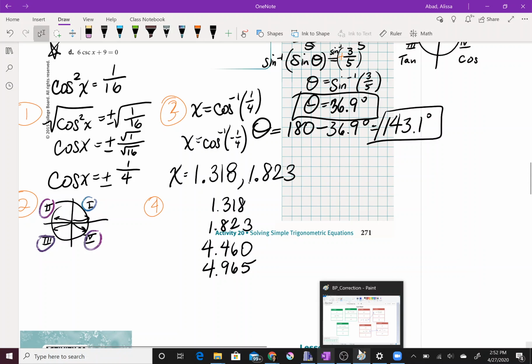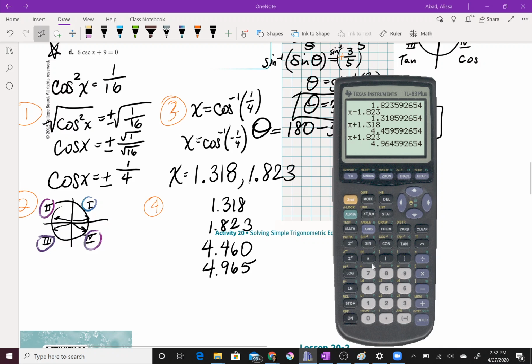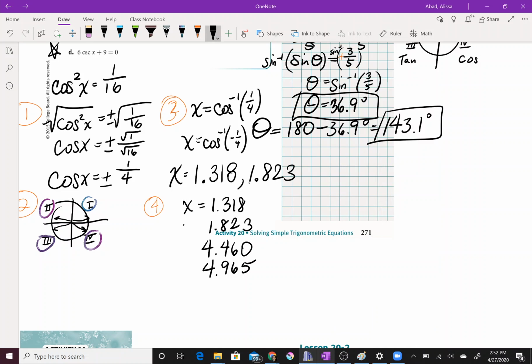And then let's try out the 2 pi minus those. So 2 pi minus 1.318. And it's going to give us those same values as before. Okay, so it looks like we are going to end up with these 4 solutions.